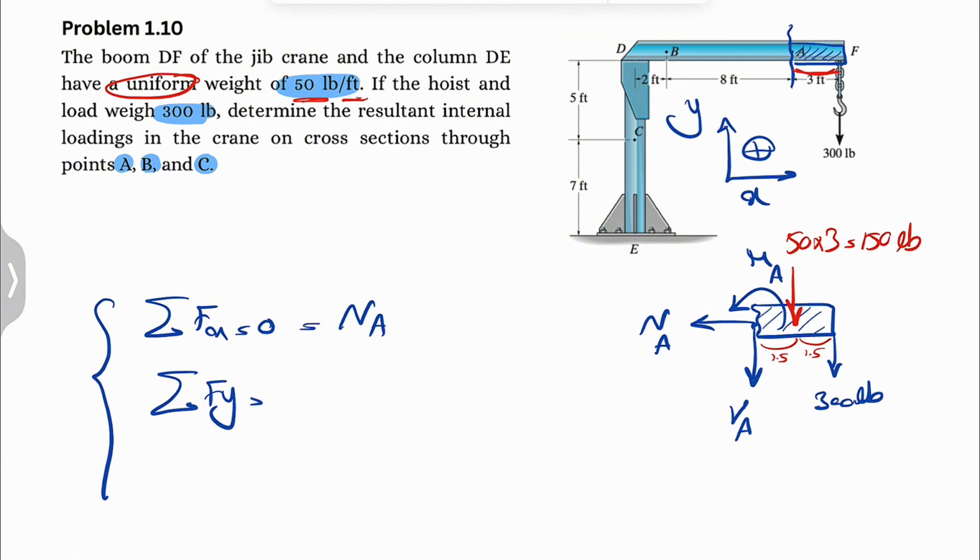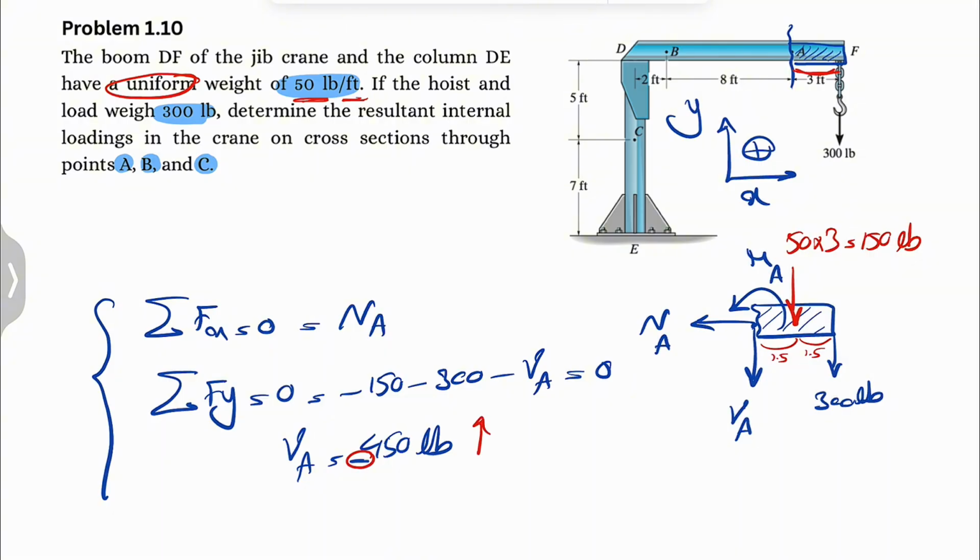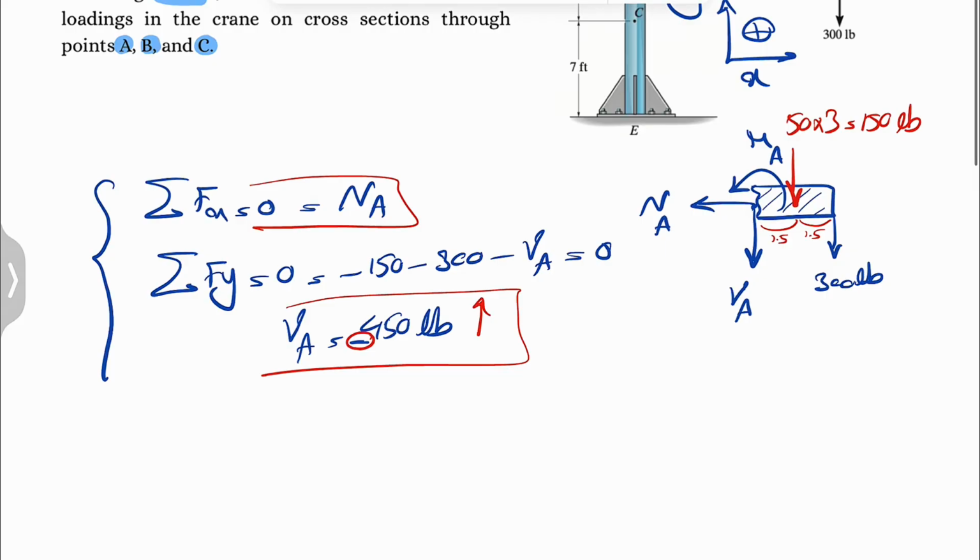So let's do the sum of forces in y equals 0. We're going to have negative 150, negative 300, and negative VA equals 0. And we can see our VA is negative 450 pounds, and this negative sign shows that the correct direction for VA is actually up. So that was our first internal loading. Second, and the last one, is the moment, or the MA.